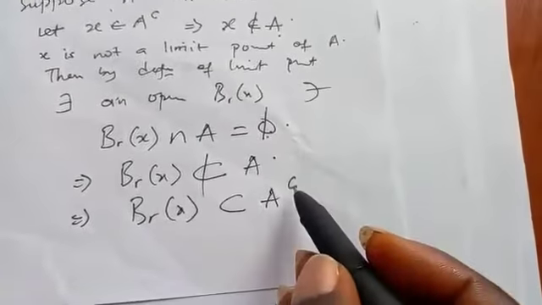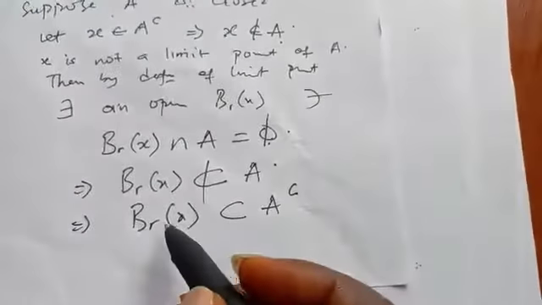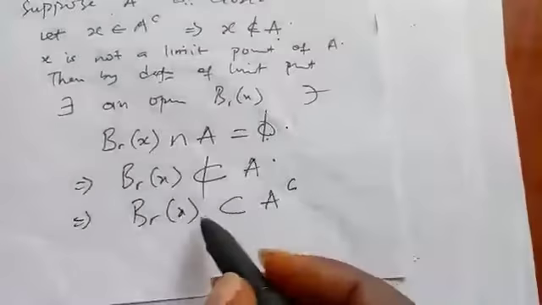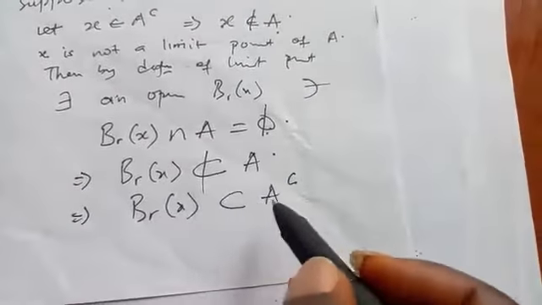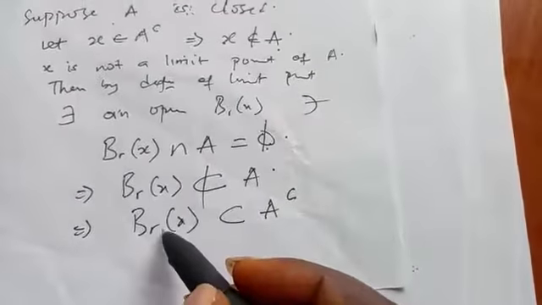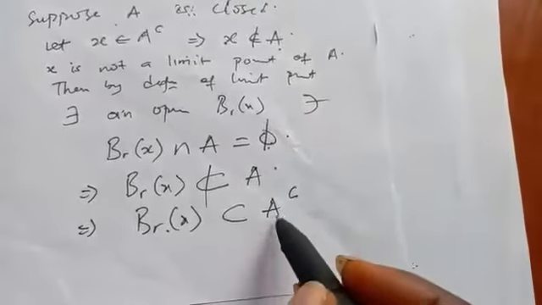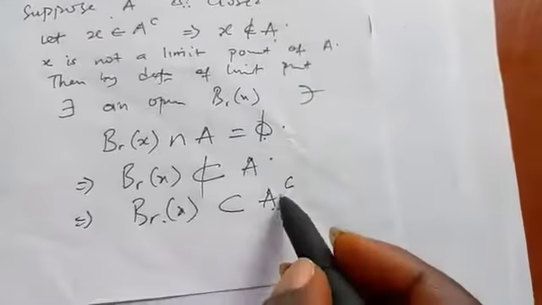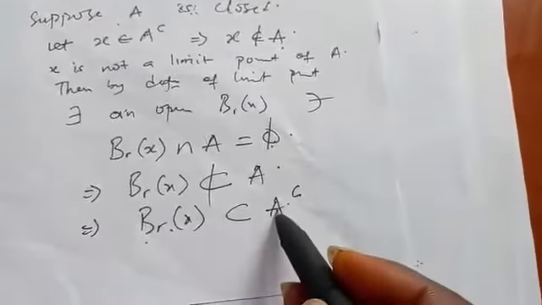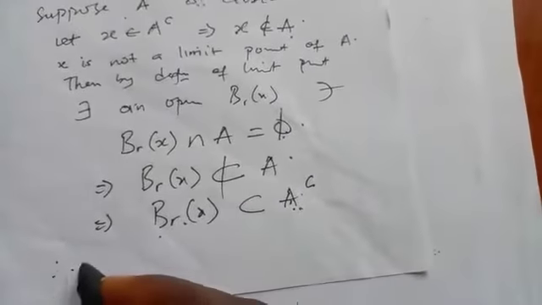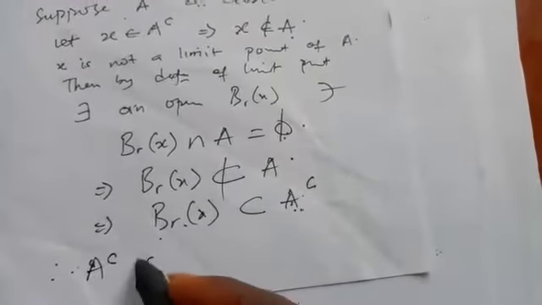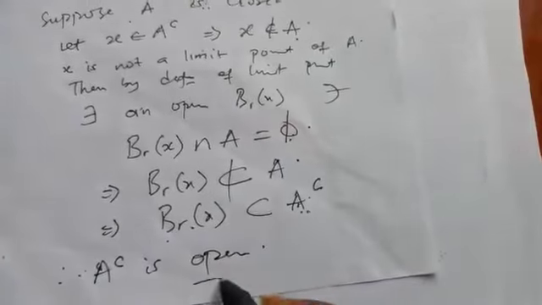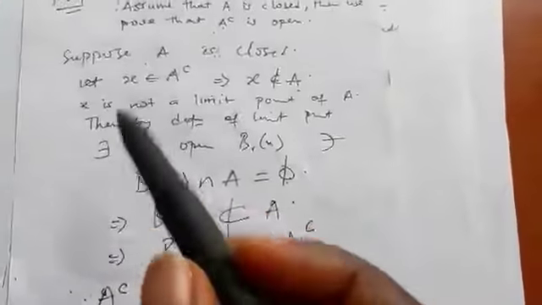And by the definition of an open set, we know that if a set is open, then there exists an open ball which should belong to that set. So this open ball belongs to this A complement. Therefore, A complement is open. So that completes the first proof.